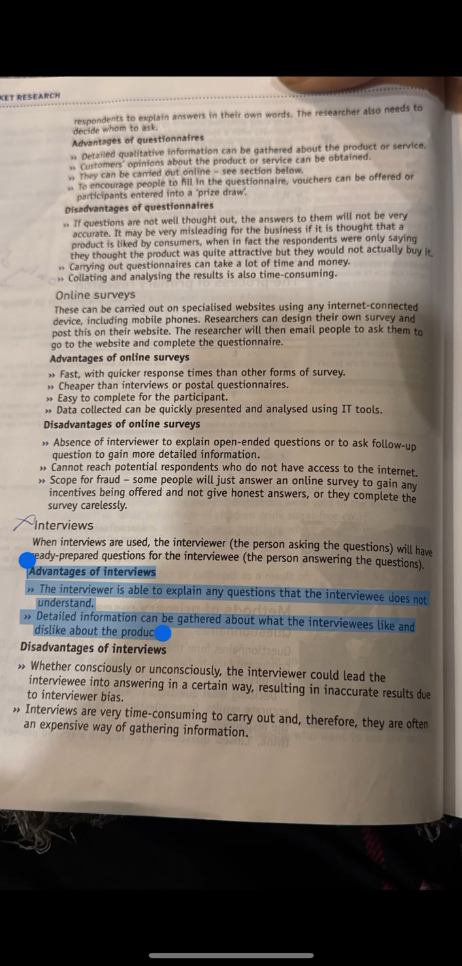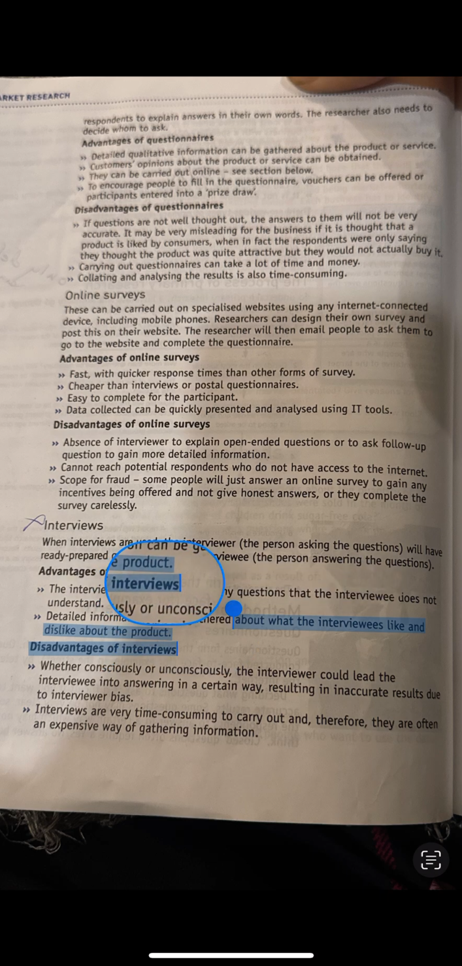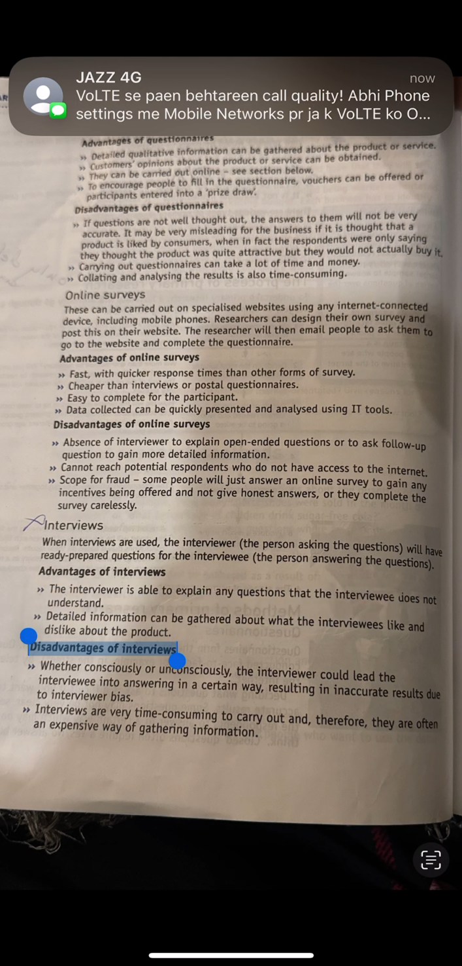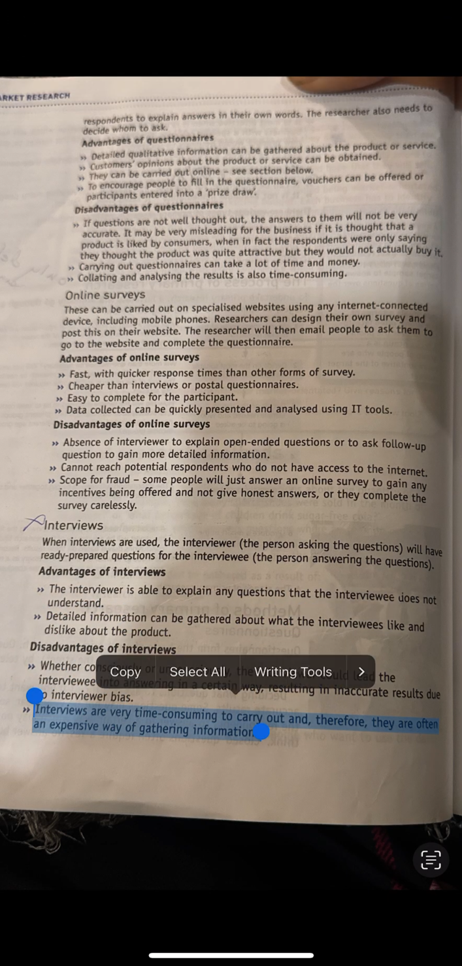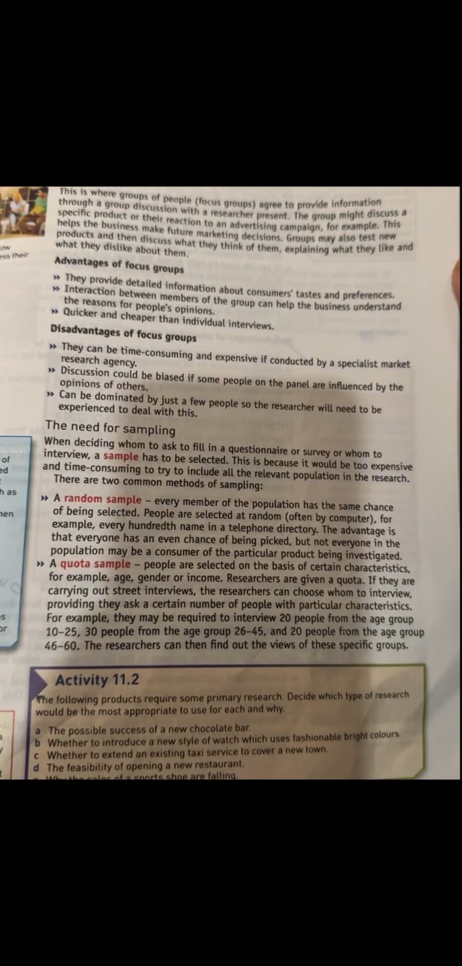Advantages of interviews: the interviewer is able to explain any questions that the interviewee does not understand. Detailed information can be gathered about what the interviewees like and dislike about the product. Disadvantages of interviews: interviews are very time-consuming to carry out and, therefore, they are often an expensive way of gathering information.